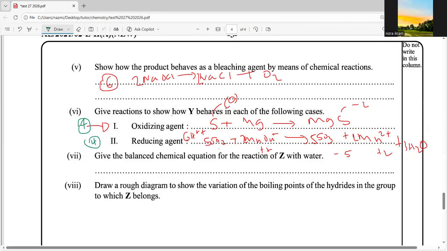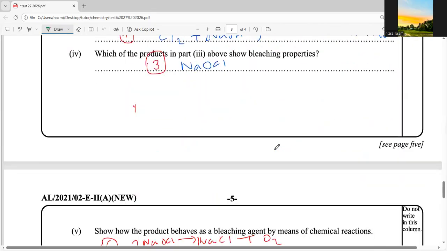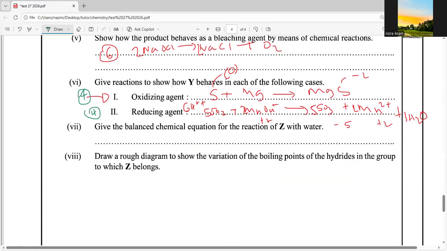Give the balanced chemical equation for the reaction of Z with water. What is Z? That is chlorine. Chlorine with water, that's actually Cl2. Cl2 with water is a disproportionation reaction, a very frequent one. It forms HCl and HOCl.